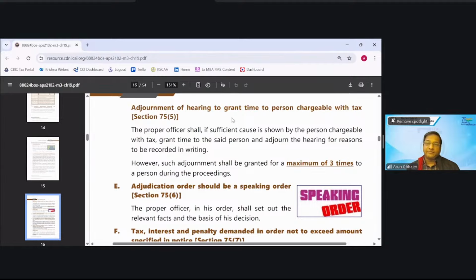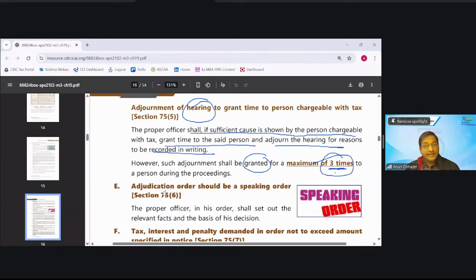Now adjournment is possible a maximum of 3 times. Meaning the law permits me that if because of any reason I am not able to attend, I can postpone the hearing up to 3 times. The proper officer, if sufficient cause is shown, shall grant the time to the said person and adjourn the hearing, to be recorded in writing. However, such adjournment shall be granted for a maximum period of 3 times. He cannot adjourn more than 3 times, but if you feel there is a genuine reason, then you should ask for the adjournment.